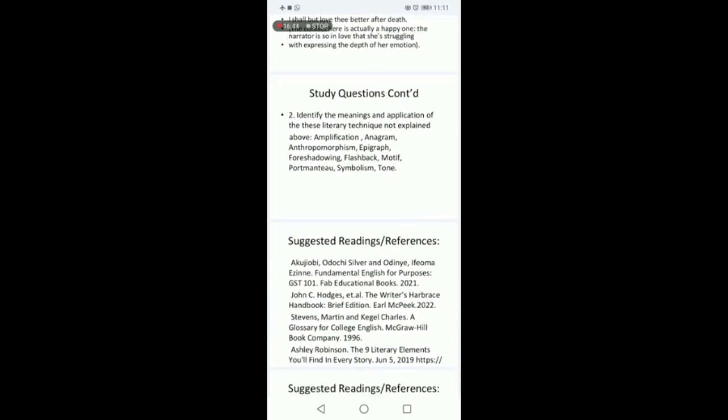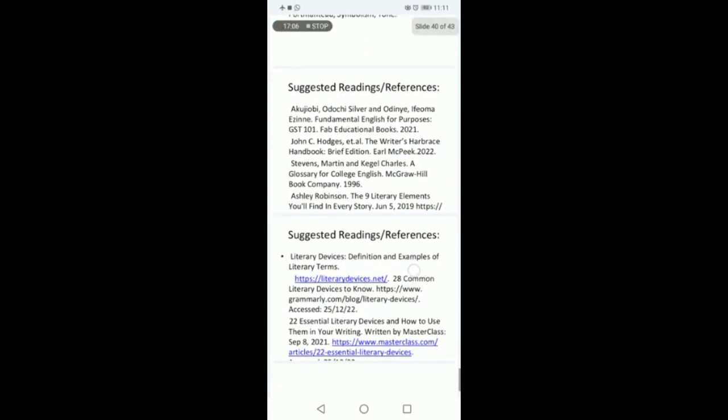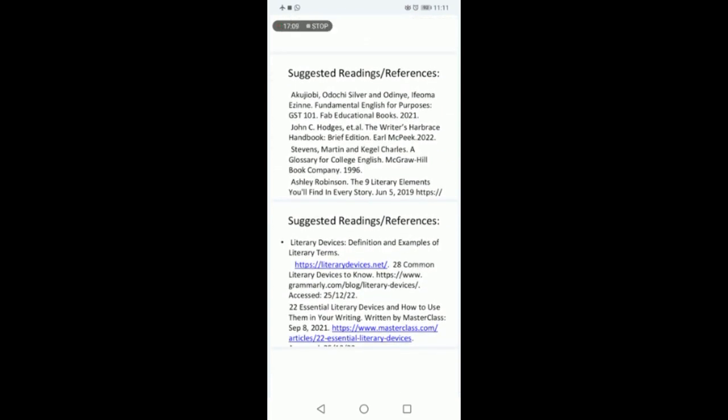Then you look at suggested readings. The main text is your GS 101 textbook, and you are expected to read from chapter 1 to the end. Then you also add your internet sources. Use your phone, Google some of them, use your laptop, go online, get more materials for better explanation or examples, and you are good to go.